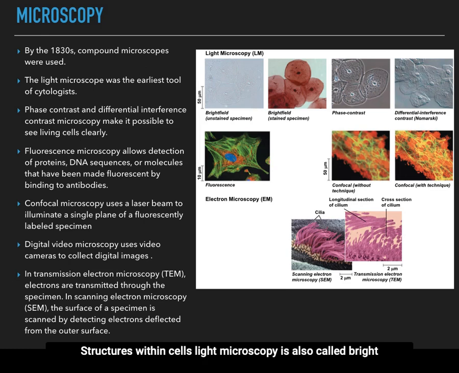Light microscopy is also called bright field microscopy because white light is passed directly through a specimen. Phase contrast and differential interference contrast microscopy make it possible to see living cells clearly. The phase of transmitted light changes as it passes through a structure with a different density from the surrounding media. Fluorescent microscopy allows detection of proteins, DNA sequences, or molecules that have been made fluorescent by binding to antibodies.